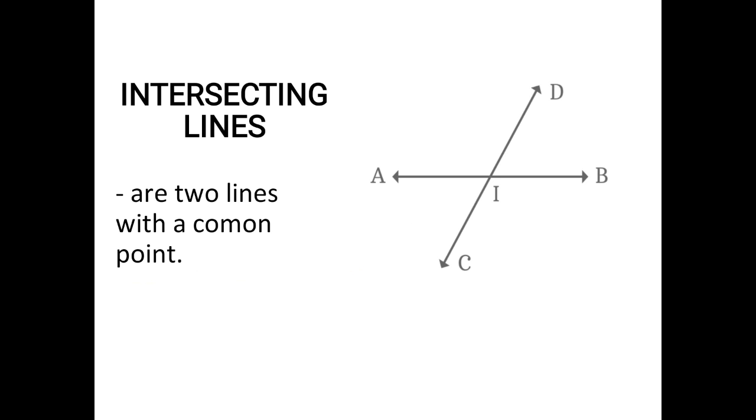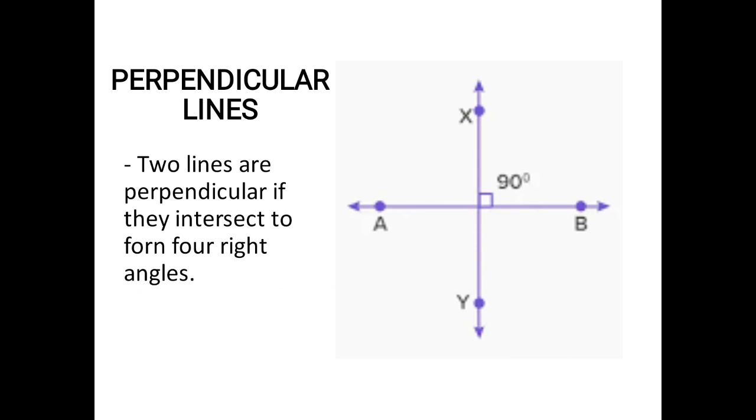Next, intersecting lines are two lines with a common point. Line AB and line DC intersect at point I. Perpendicular lines. Two lines are perpendicular if they intersect to form four right angles. For example, line AB is perpendicular to line XY.